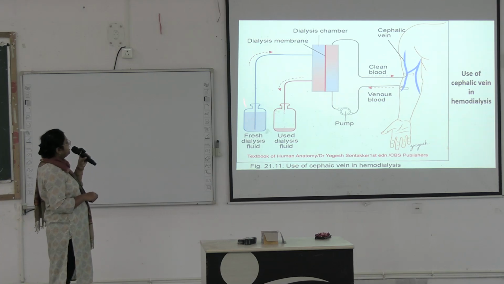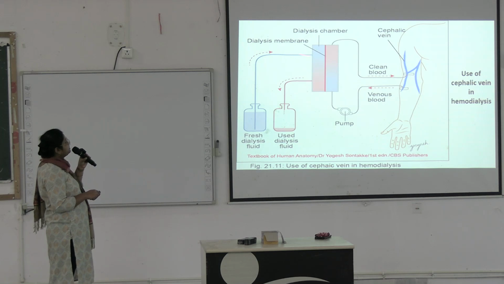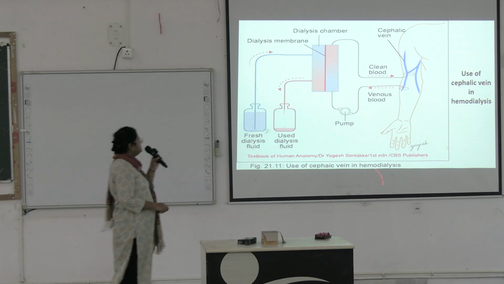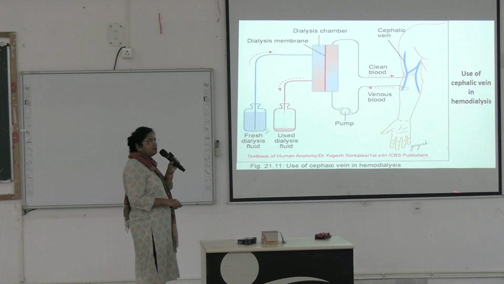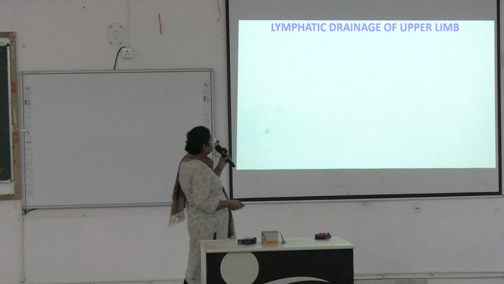On this side there is fresh dialysis fluid. It will pass through the other side of the chamber and take out all the waste material, and the used dialysis fluid is collected here. Okay, so this is the mechanism of dialysis, and the cephalic vein is used for hemodialysis. You have to explain it; it can be a question. Next.